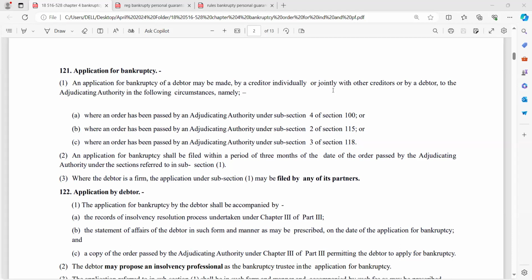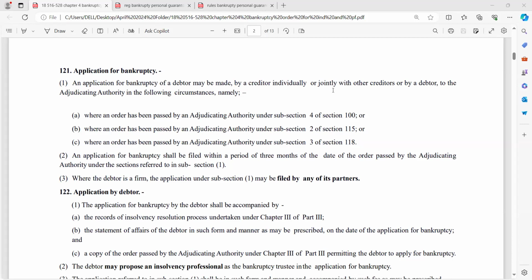So today we'll start with section 121 onwards. Up to insolvency, we have covered. So let us cover this bankruptcy also, and then we'll do the case studies on this fresh start, individual insolvency and bankruptcy. I have already shared the material with you, so you can attempt the case studies on your own also. Section 121, application for bankruptcy.